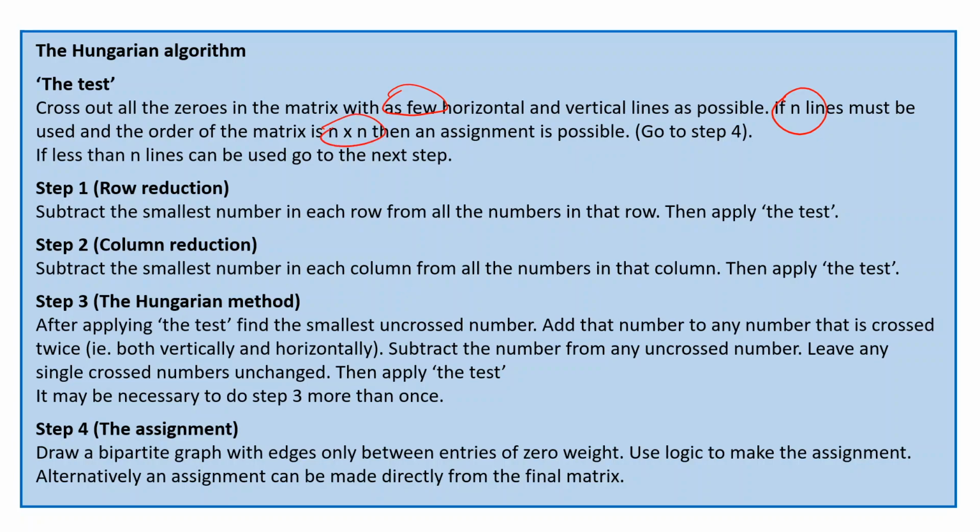If you go back to the previous slide, that was a 3 by 3 matrix, then we need to use 3 lines to cross out all the zeros. But if it's possible to cross them out with 2, then we have to continue on with the next step in this algorithm. The first step is row reduction, which I'll talk about first, and then column reduction. Then if we still need step 3, it's called the Hungarian method, and we'll go over that when we need to. And then finally the assignment.